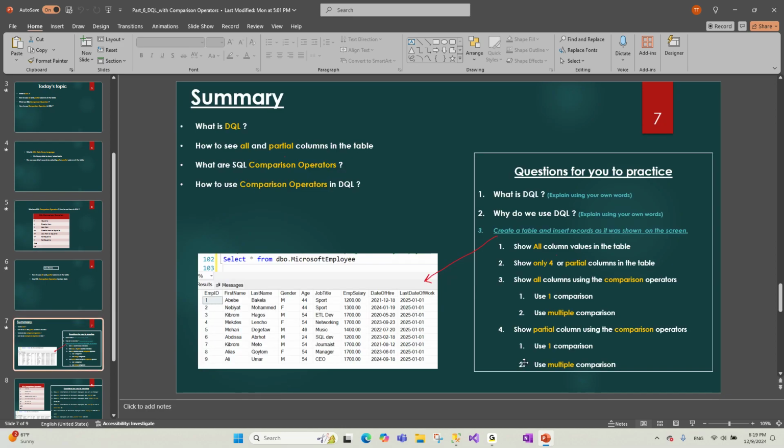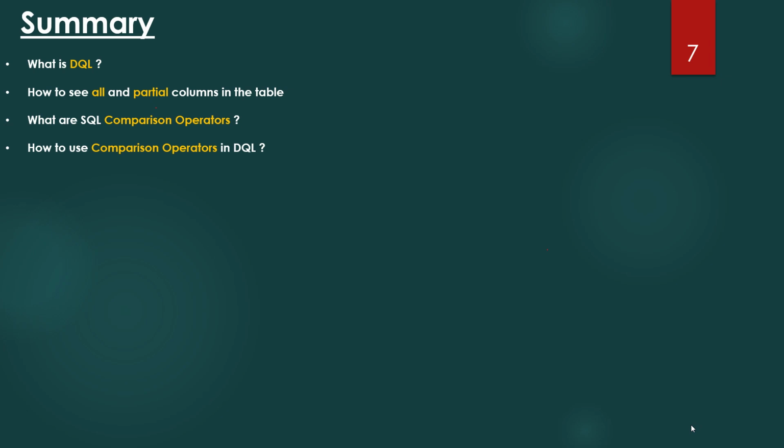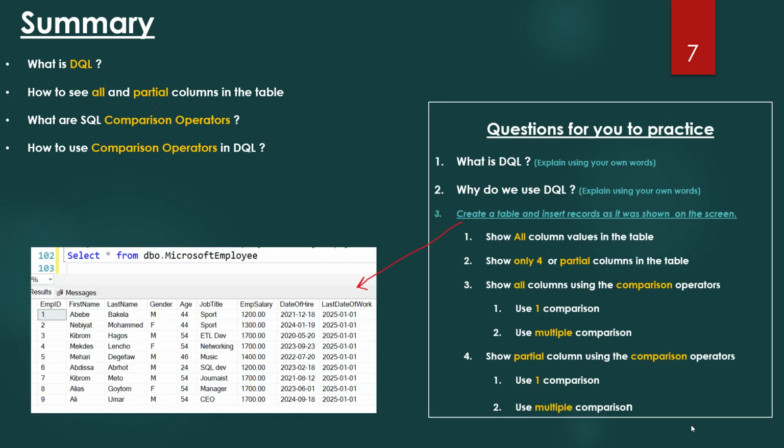So as a summary, in this video you learned what DQL means and how to use it to see all or partial columns in the table, and the meaning of comparisons and how to use them with DQL. And I prepared questions for you to help you understand today's lesson.